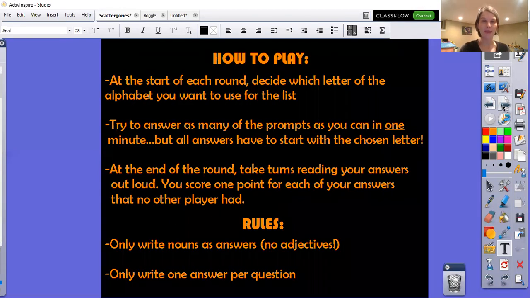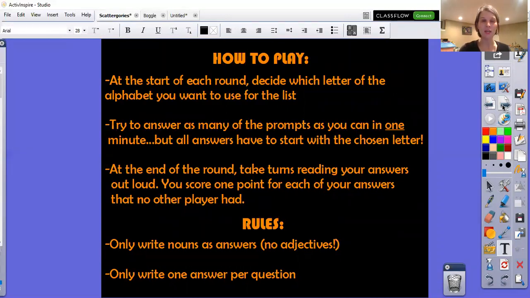So how you play: at the start of each round, you'll be given a list. Whoever you're playing against, whether it's a brother or sister or an adult that you live with, as a group, decide on the one single letter of the alphabet that you are going to use for that list. So maybe for list one, you all agree we're going to use the letter S. Now, you have to try to answer as many of the prompts on the list as possible in 1 minute. But the catch is that all of your answers have to start with the letter that you chose. So for my example, we chose the letter S. All of my answers for list one, for round one, have to begin with the letter S.